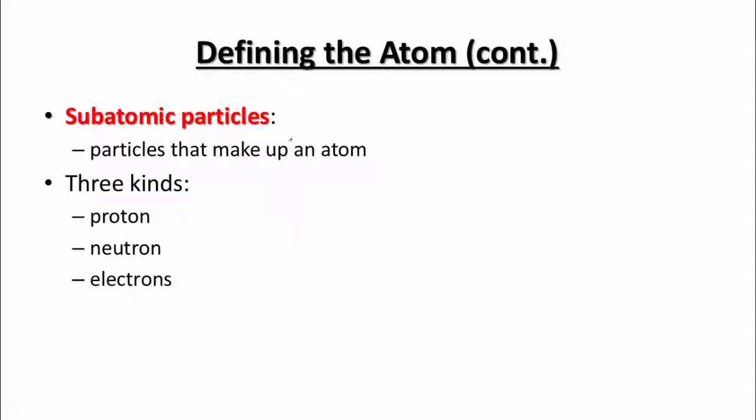So the atom, we should now know, is not the smallest particle anymore. Atoms can be broken down still. The atom is the most fundamental particle, which is what we really care about in chemistry for the most part. But we do also care about what they're made of. So the subatomic particles, which means particles that are smaller than the atom, there are three of them: the proton, the neutron, and the electron.